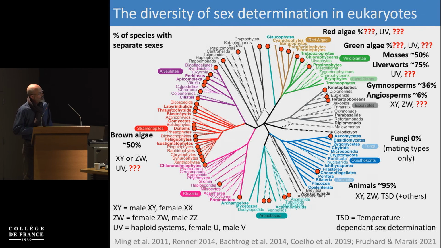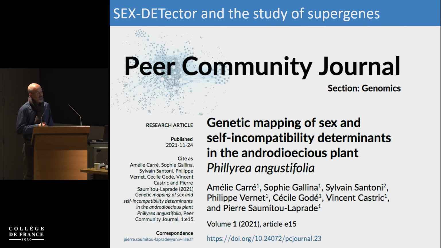I would like just to remind that we know a lot about sex determination in animals, but plants, they are not the only eukaryote group for which we know little about sex chromosomes. There are other land plants, algae, so these methods could be useful for these groups too. And sex detectors have been used to study a supergene. So it's a nice work from Lille on this androdioecious plant. So it can maybe be useful in other situations.